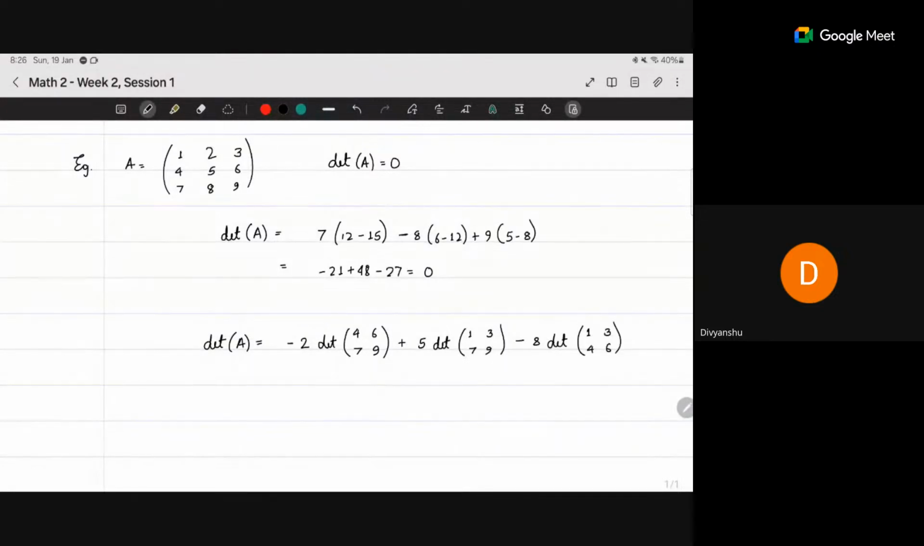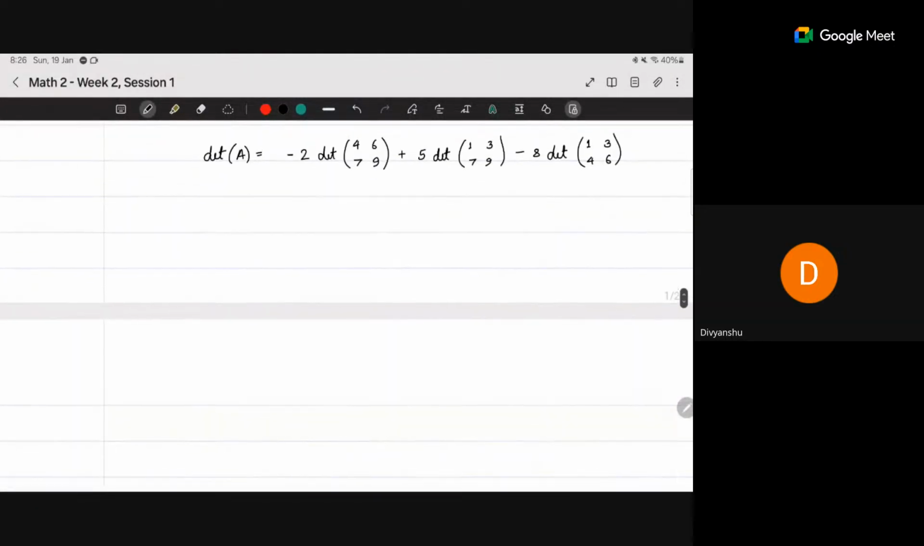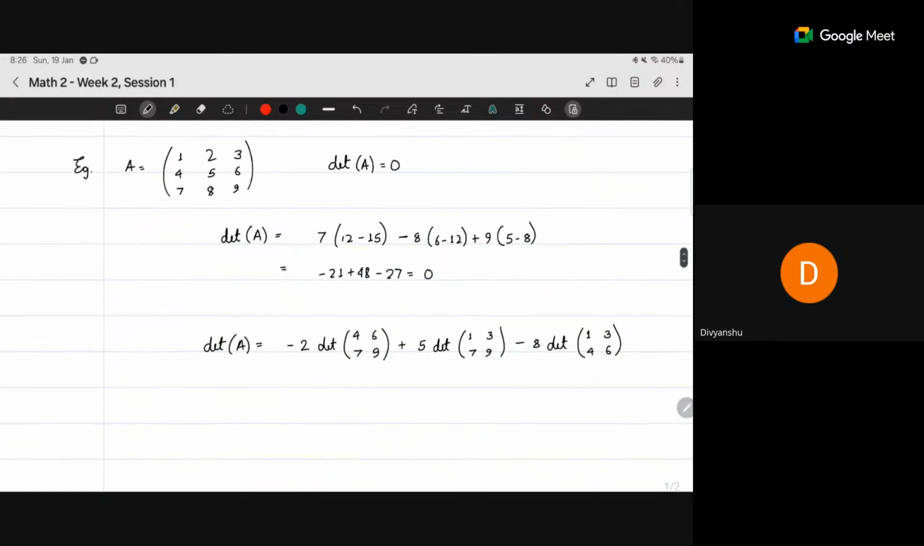Here you see that the sign convention is still followed. But the thing is, here you get a minus plus minus instead of the plus minus plus that you got in the other two cases, because this is the second column term.